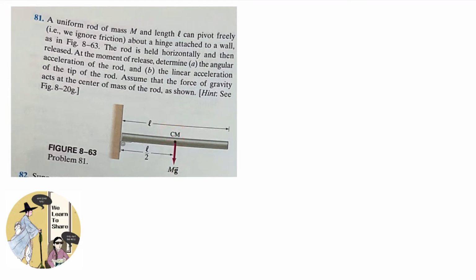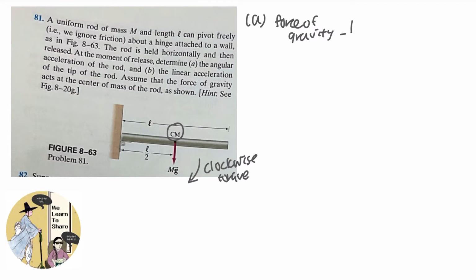So let's solve the first step, A. We're going to figure out the angular acceleration of the rod. Remember that the force of gravity acts through the center of mass, or CM, and this will cause a clockwise torque, and therefore it will produce an angular acceleration. At the moment of release, we can assume that the force of gravity is perpendicular to the lever arm from the hinge to the CM.